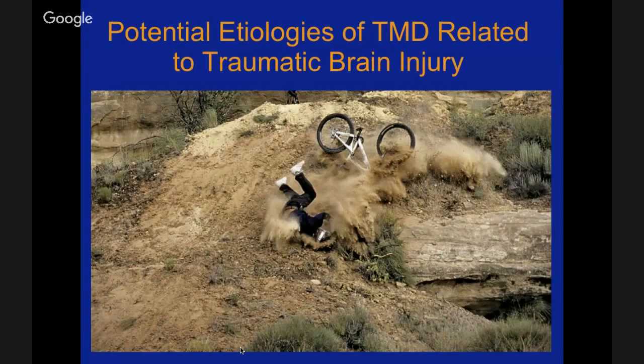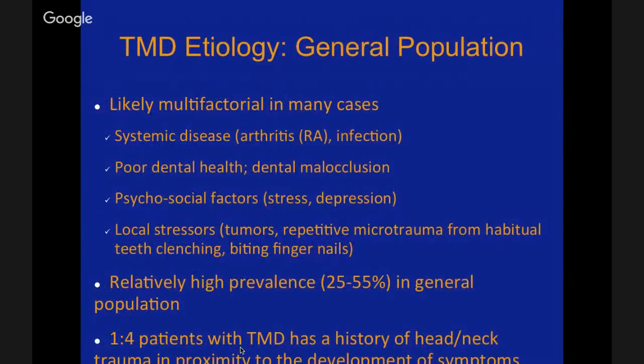So, potential etiologies for TMD related to traumatic brain injury. In the general population, TMD is likely multifactorial in many cases. Systemic diseases can play a role, such as arthritis or infection. People with poor dental health or dental malocclusion can develop TMD. And then there are psychosocial factors, like stress, as we all know, and local stressors, most commonly repetitive microtrauma from things such as biting nails, habitual teeth clenching, or chewing gum.